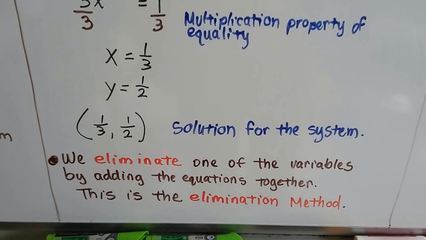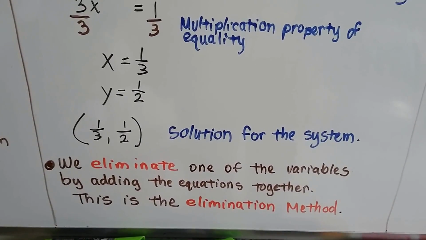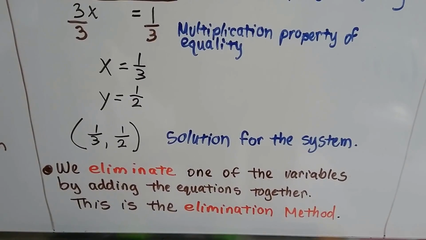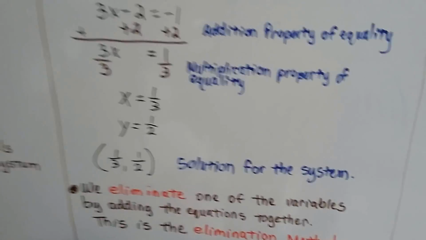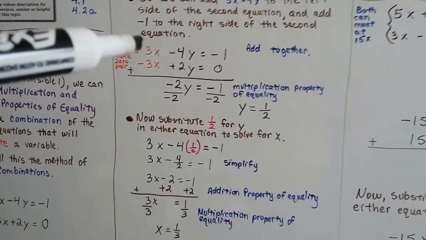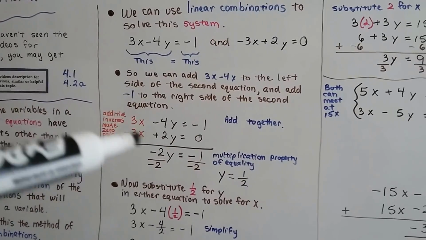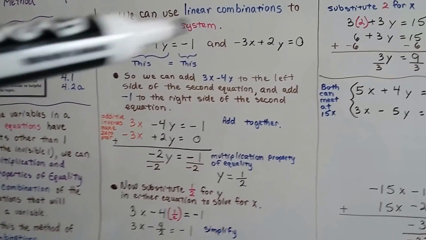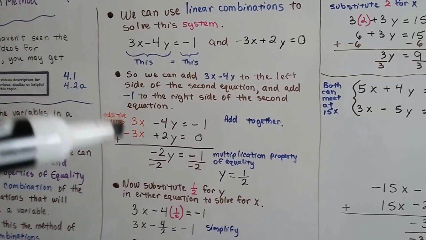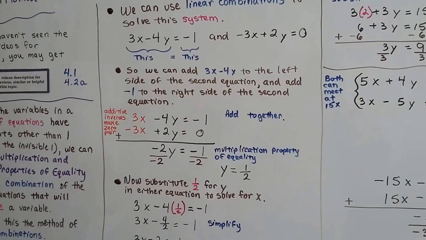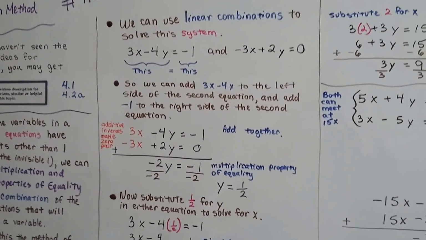We eliminate one of the variables by adding the equations together to make a zero pair. That's the elimination method, okay? So this one was very, very easy because they both had the perfect numbers and variables here to make a zero pair. We had a positive 3x and a minus 3x. See that? So it automatically created that zero pair for us, didn't it?